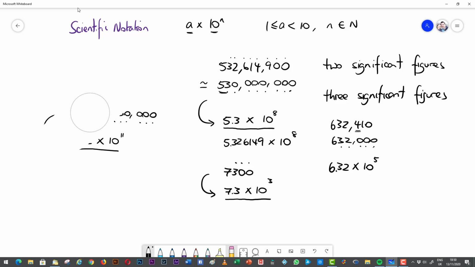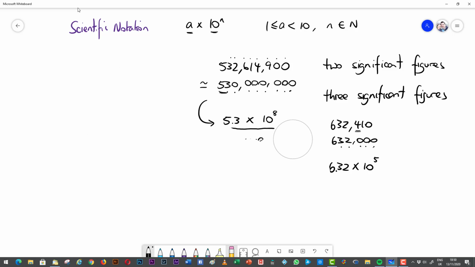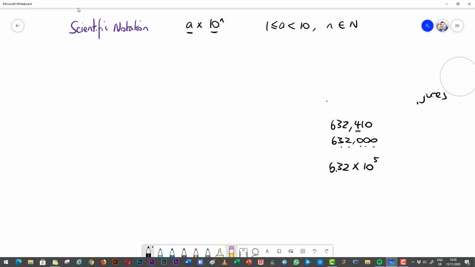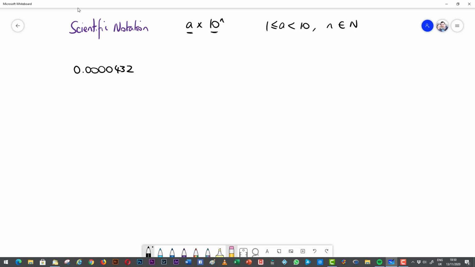So let's have a look at a really small number and see the difference in using scientific notation for those kinds of questions. So let's say we have a number 0.0000432, and we want to write this number in scientific notation. So again, we look for the first digit that's not a 0. All these zeros at the start, we don't count those when we're looking for our number between 1 and 10, because obviously 0 isn't between 1 and 10. So the first actual digit is the number 4.